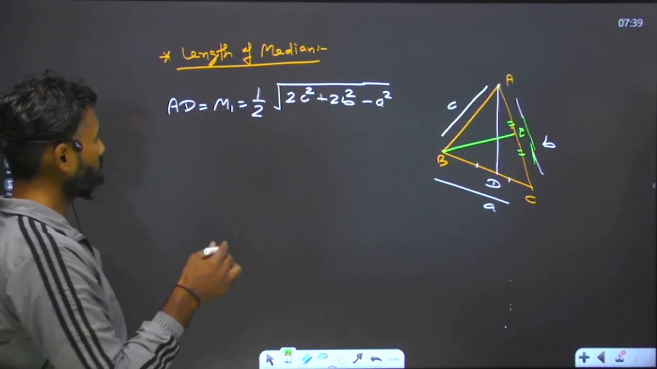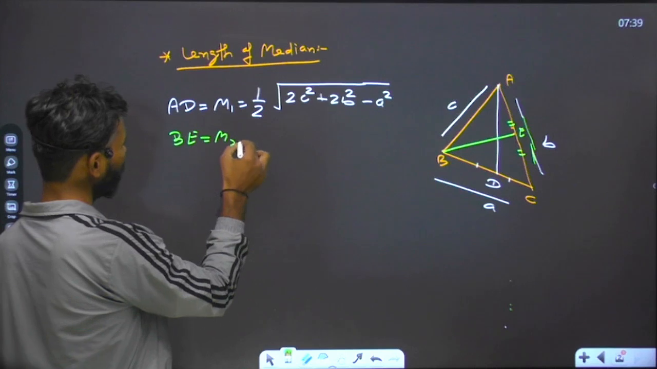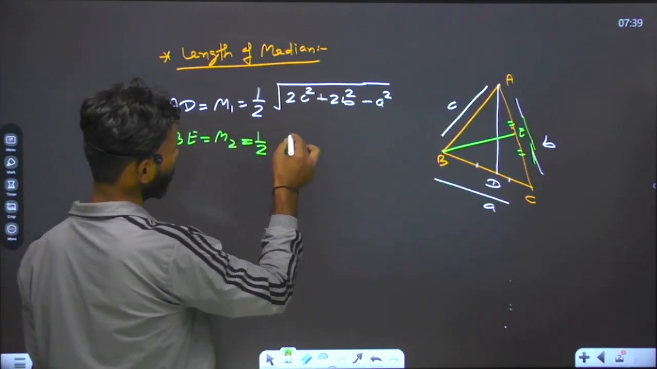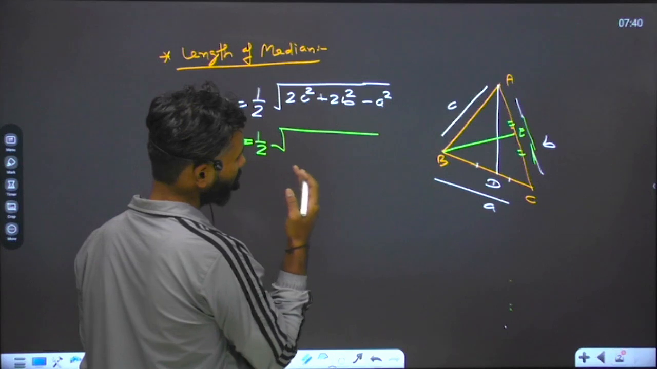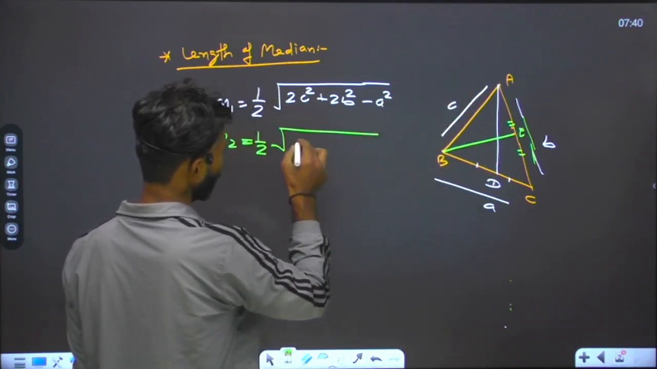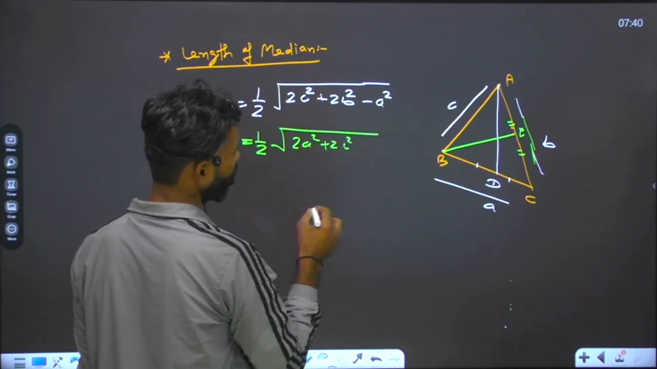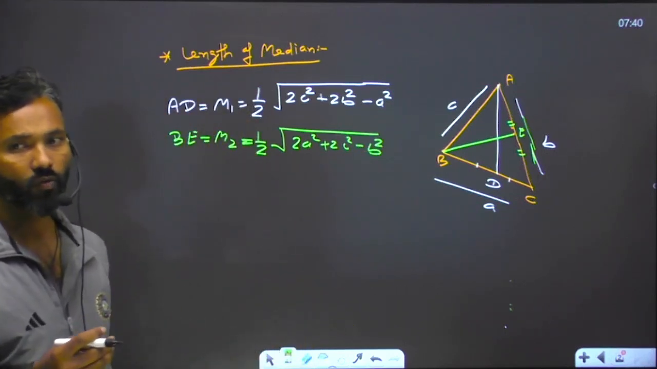So if BE is equal to m2 and AC is b, then it will be 1 by 2 firstly, and now square root, under root. Get the square of the other two sides, c and a. So we will write 2a square plus c square, now minus b square. These are the formulas for the calculation of the length of a median.